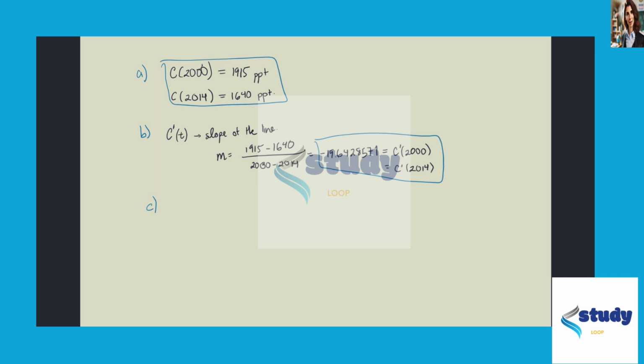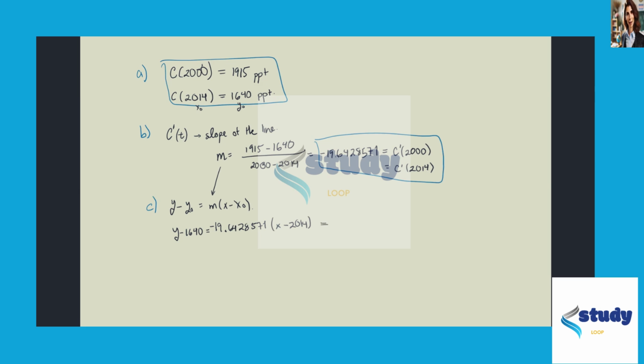And then for part C, remember that we can compute the equation of a line with this formula: y minus y0 equals m times x minus x0. We computed m already, and x0, y0 is a point on the line. So we can take, for example, x0 to be 2014 and y0 to be 1,640. So we have this minus 19.6428571 times x minus 2014.